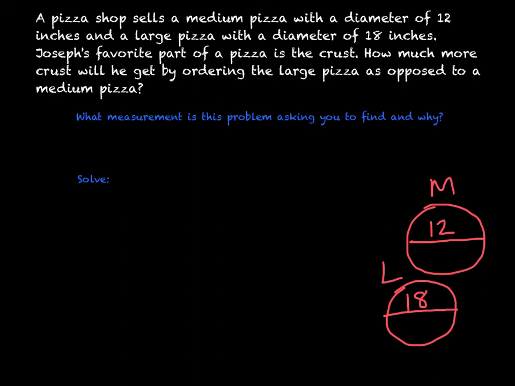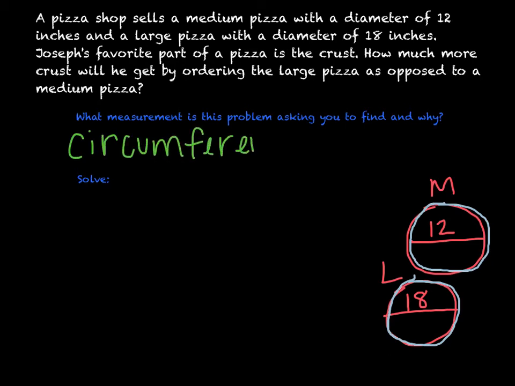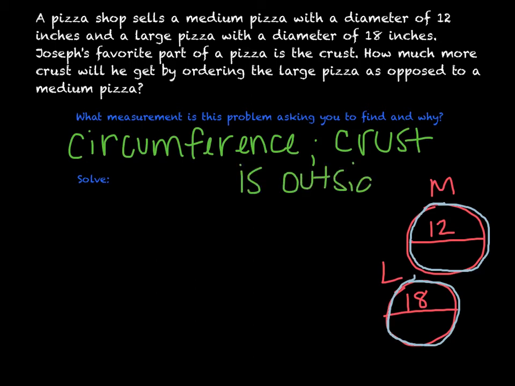So let's think about this situation. We're asked to find the crust. Well, the crust goes around the outside edge of the pizza. So when we have to figure out whether we are finding the area or circumference, well, what does the edge cover? The edge covers the circumference. So in this problem, we are solving the circumference. Why? Because crust is the outside edge.